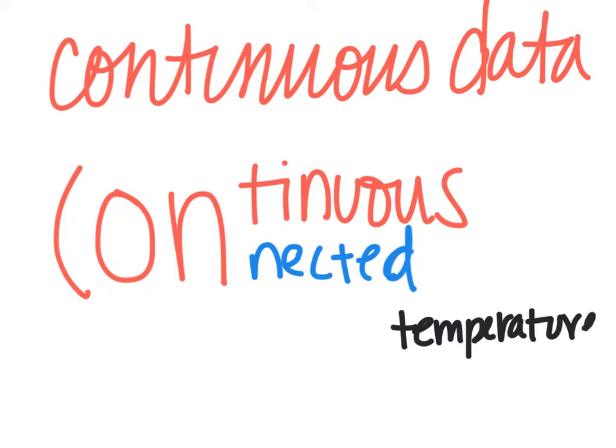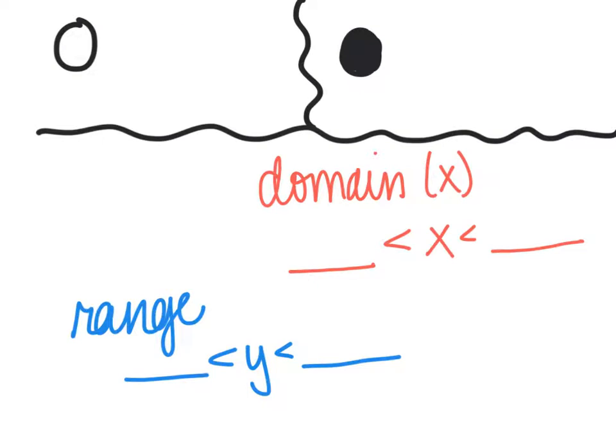Because the temperature steadily but slowly increases or decreases, it doesn't just jump from 85 degrees to 86 degrees. It gradually goes there. And so those half numbers, those numbers in between 85 and 86, count. So when we're finding our domain and range for continuous functions, remember our domain is our x's, our range is our y's, which we have written down here at the bottom.